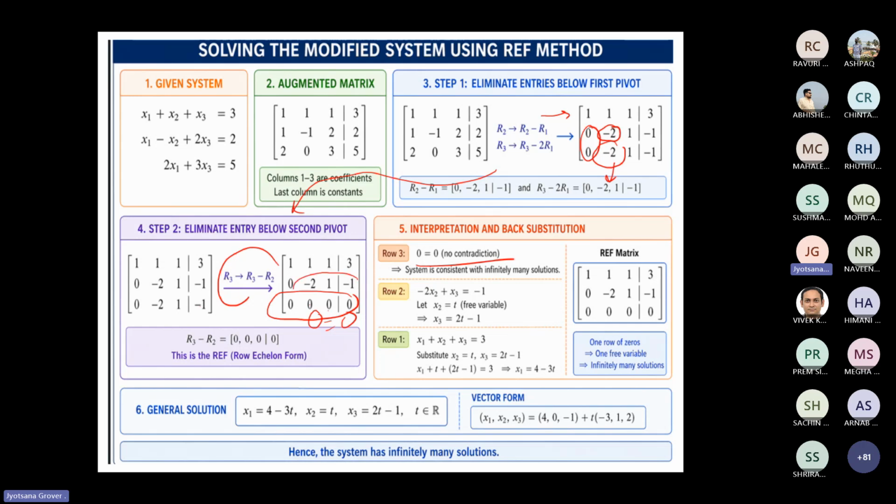Now you go to row 2. Row 2, what will you get? Minus 2x2 plus x3 is equal to minus 1. Now, point to be noted here is, what are your free variables? Free variable is corresponding to, okay. So you will say, okay, x2 is t.